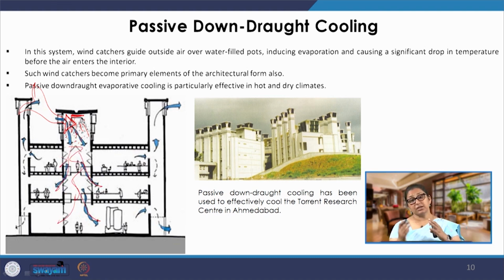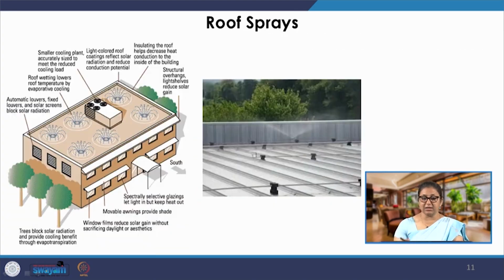Now, what are we doing here through these passive design strategies and advanced passive design strategies is that we are making the building comfortable and thereby reducing the requirement of energy for creating a comfortable environment inside the building. That is our prime aim when we are talking about all these passive design strategies. Again, this is a strategy for warm climate.